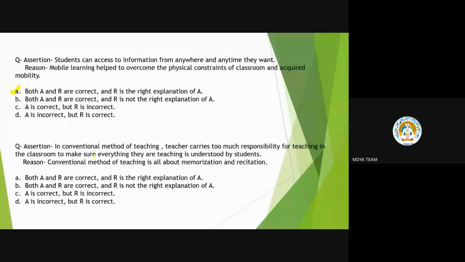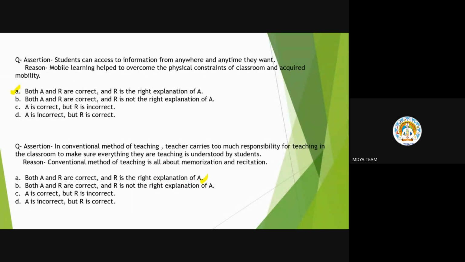Now the second question. In conventional method of teaching, teacher carries too much responsibility for teaching in the classroom to make sure everything they are teaching is understood by the student. The reason is conventional method of teaching is all about memorization and recitation. Everyone is saying A, so the correct answer is A. Both A and R are correct, and R is the right explanation of A.